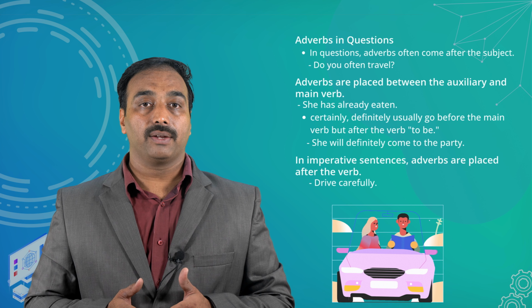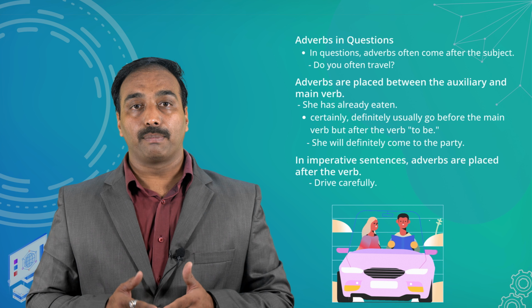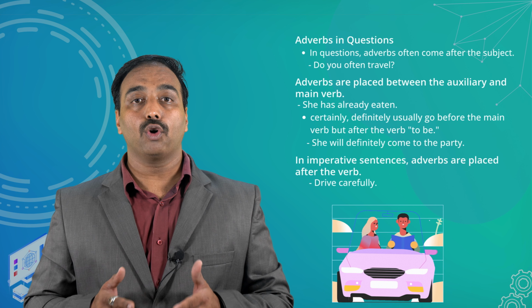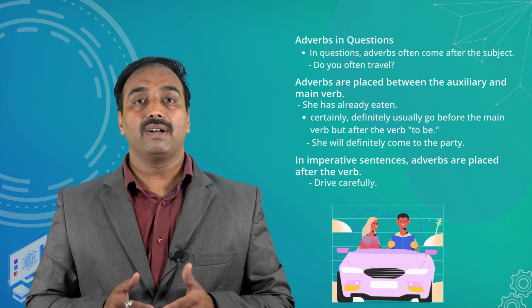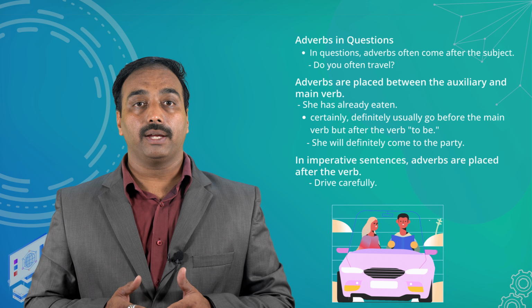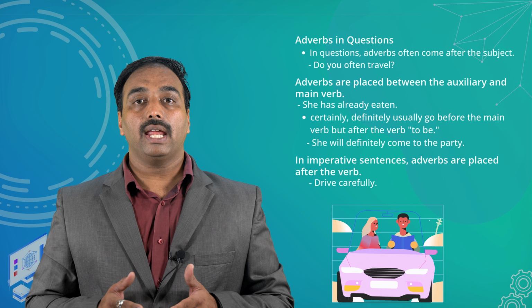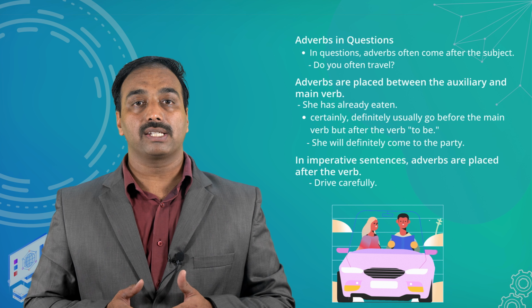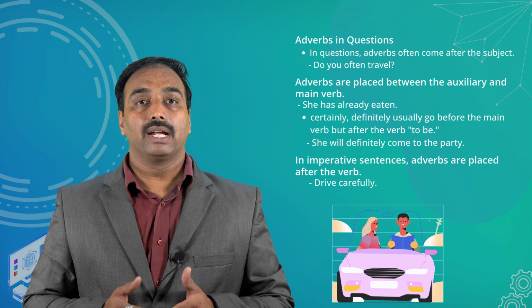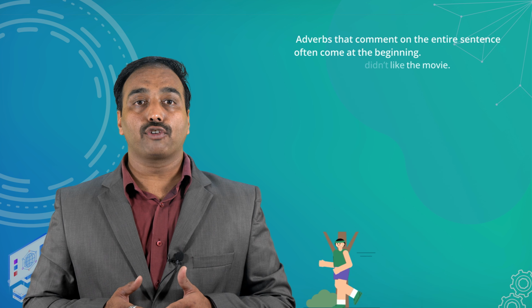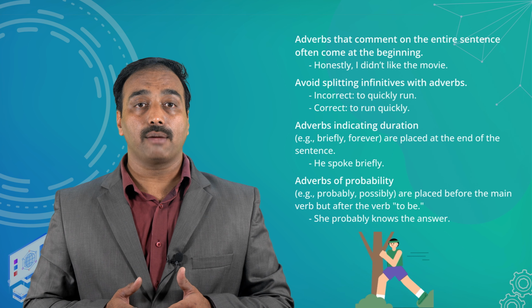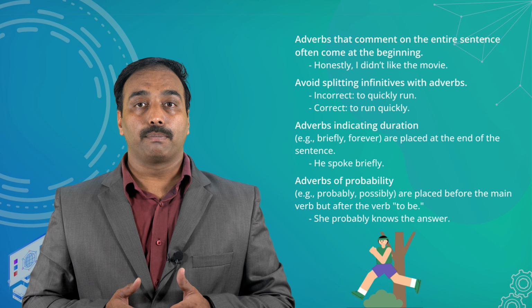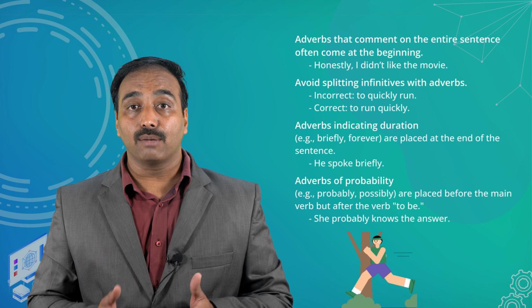Adverbs of certainty. Adverbs of certainty, for example, certainly, definitely, usually go before the main verb, but after the verb to be. Example: she will definitely come to the party. Adverbs with imperatives. In imperative sentences, adverbs are placed after the verb. Example: drive carefully. Adverbs of comment. Adverbs that comment on the entire sentence often come at the beginning. Example: honestly, I didn't like the movie.